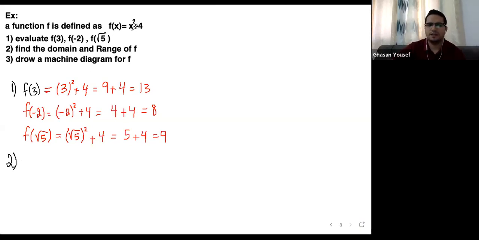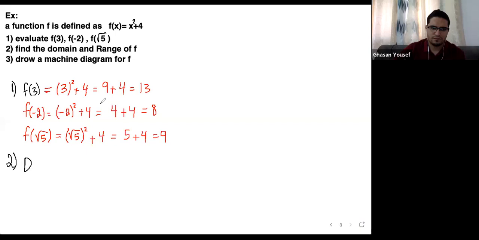If I plug negative numbers like minus 2, it will give me a value. If I plug the 0 here, it will give me a value. If I plug a positive number, 1, 2, 3, 4, any number, I will get an output. So any number I plug in will give me one output. This means the domain will be all real numbers.